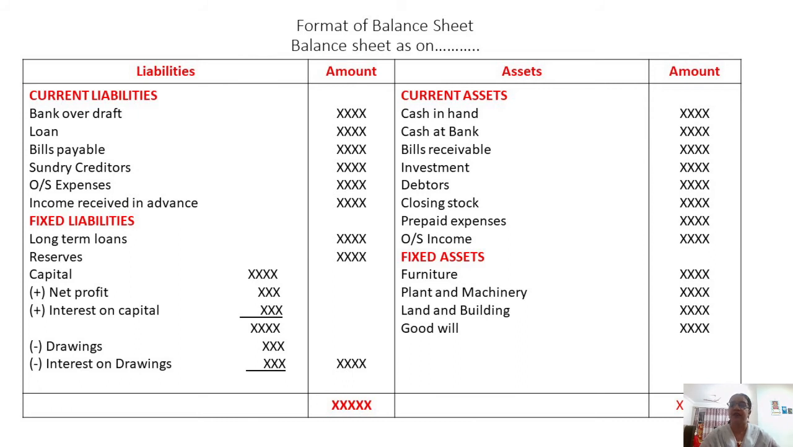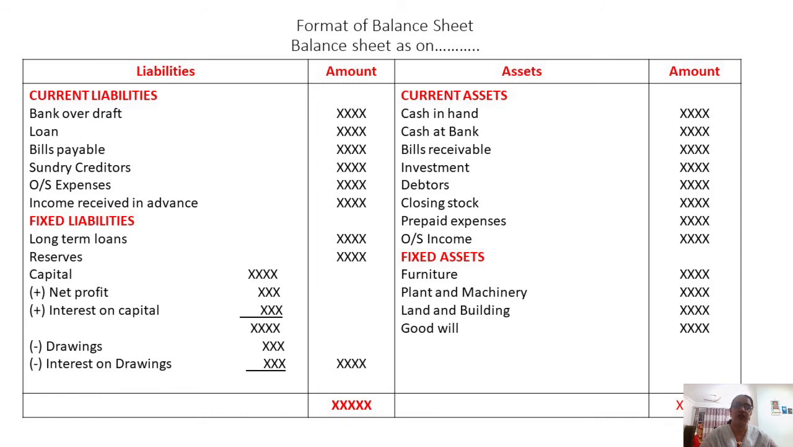Then to this capital we will add this year's net profit and interest on capital. Suppose any interest is charged on this capital. For business, interest on capital is a profit, that is why it is added. All the three are taken. Then less drawings. Drawings means the amount withdrawn from the business by the proprietor. If the proprietor, for his personal use, withdraws any amount from the business, then your capital will be less.